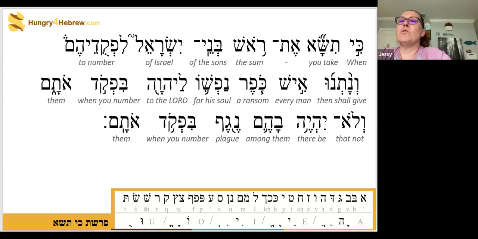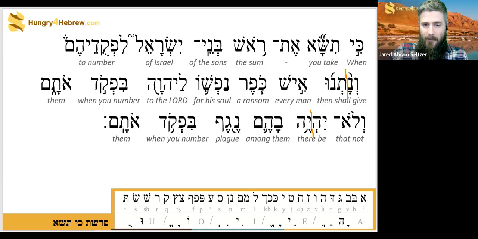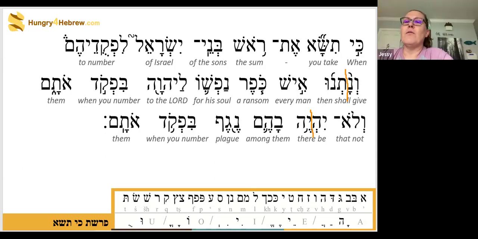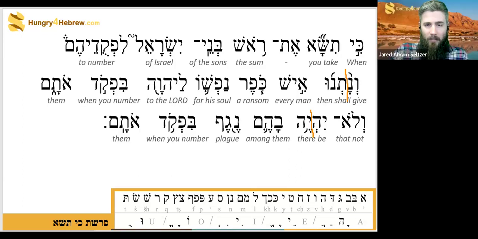Ki tisa et rosh b'nai Yisrael lifkudehem ve'natnu ish kofer nafsho ladonai bifkod otam velo yihye vahem negef bifkod otam. Right. Very good.